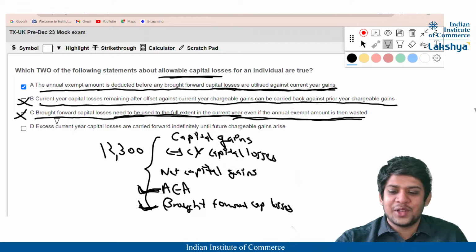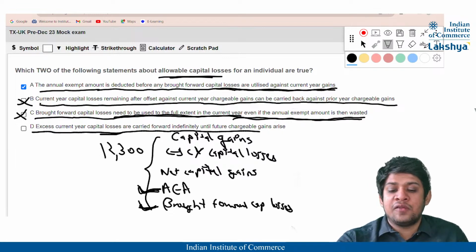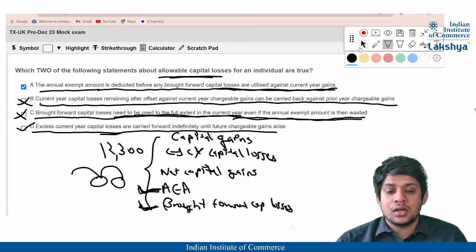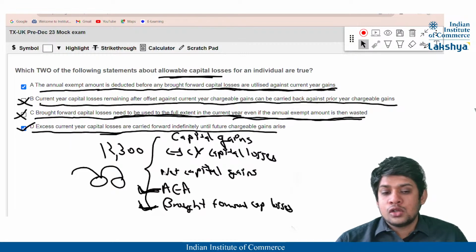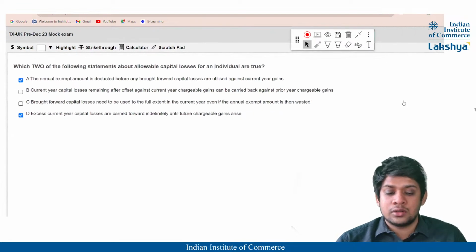So obviously D will be true, right? Because we found out, but we'll check why it is true. Excess current year capital losses are carried forward indefinitely until future chargeable gains arise. So when the capital losses are carried forward, they are obviously carried forward indefinitely. If in the future periods I have a gain, even after 10 years, if I want to adjust that capital loss against the chargeable gains that I have after 10 years, I can do so. So it is going to be carried forward indefinitely. So option D is the correct option, right? I hope it is clear, guys. It will be option A and D, which is the correct response to this question.